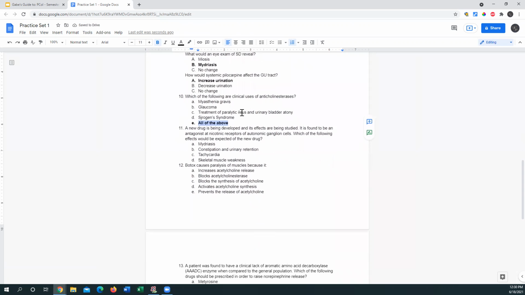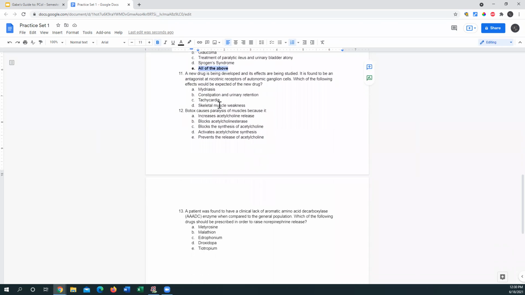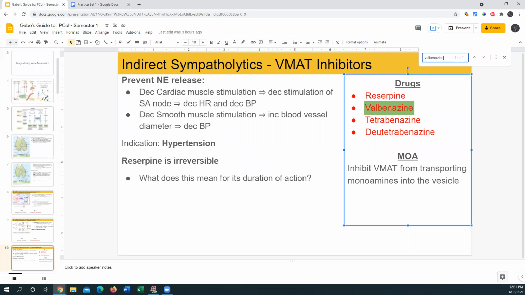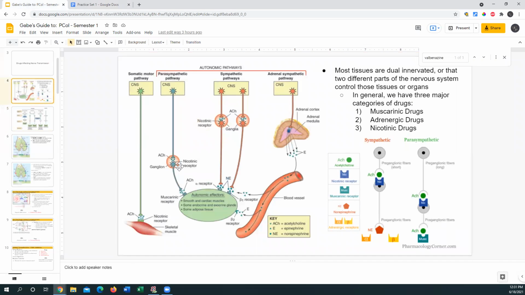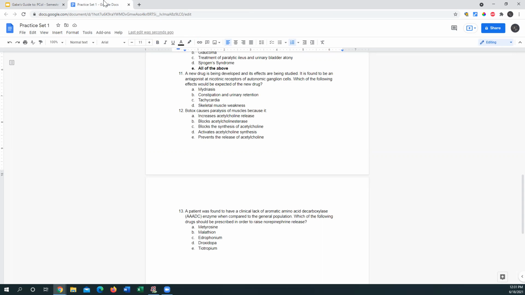A new drug is being developed and its effects are being studied. It's found to be an antagonist at nicotinic receptors of autonomic ganglion cells. Which of the following would be expected from the new drug? Well, we're talking about nicotinic receptors at autonomic ganglion cells, so we're not talking about somatic ganglia. And if it's an antagonist, we're going to be decreasing the amount of acetylcholine that's on the muscarinic receptor postganglionically.